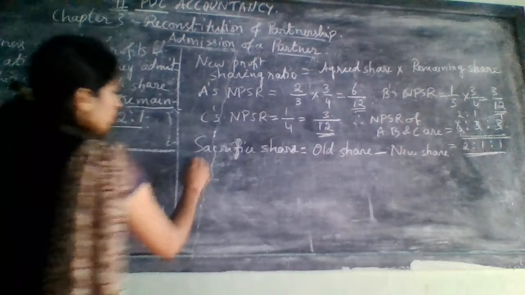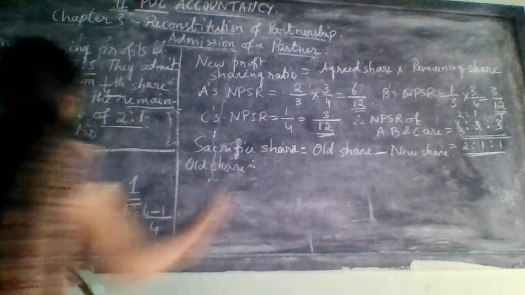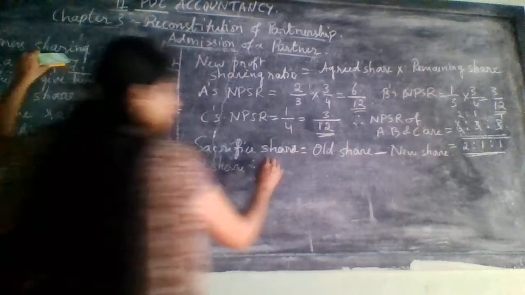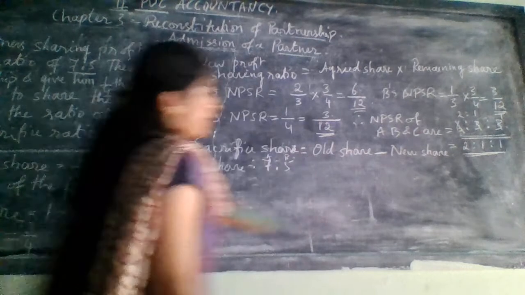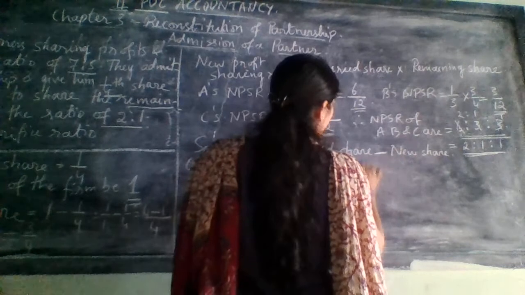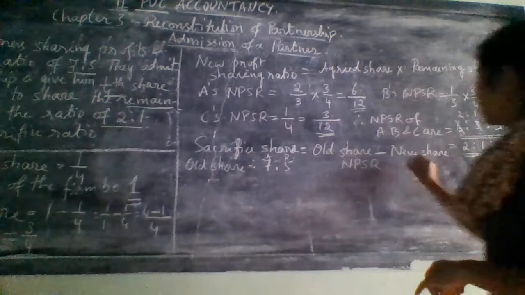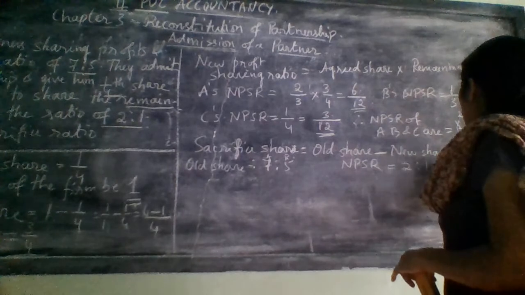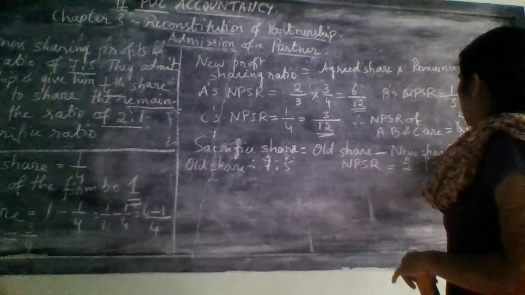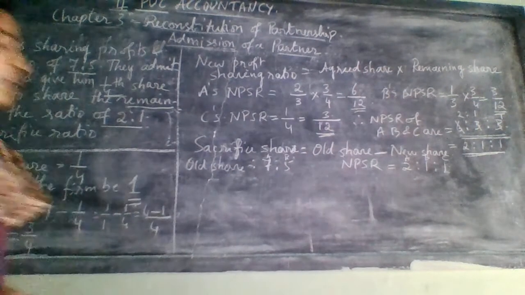Now their old share is how much? Here it is 7 is to 5. This is for A and this is for B. And next one, the new share, NPSR, I will write here. Just now you got 2 is to 1 is to 1. This is for A, B and C. Now apply the values in the formula.